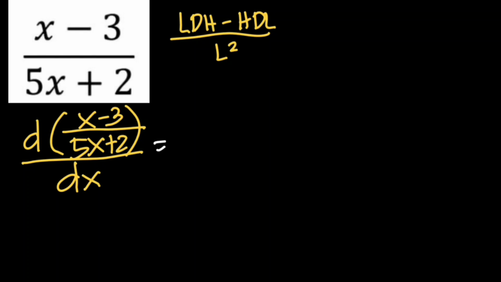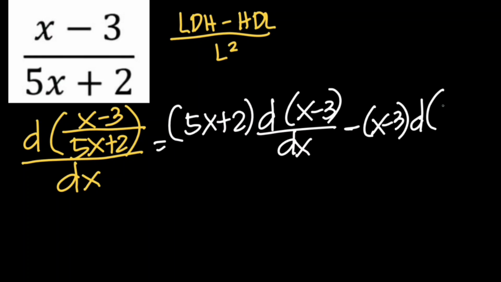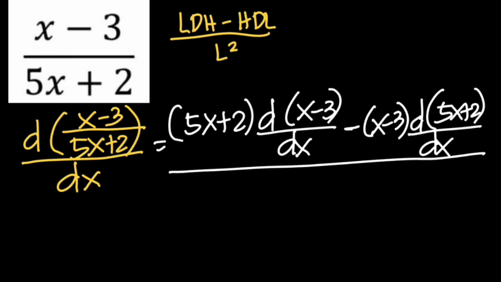So that is low, the denominator, which is 5x plus 2, times the derivative of the numerator with respect to x, minus the numerator, x minus 3, times the derivative of the denominator, which is 5x plus 2, with respect to x, all over the square of the denominator, which is 5x plus 2.